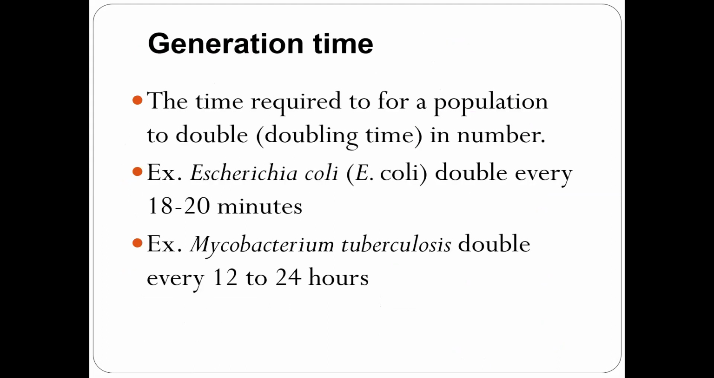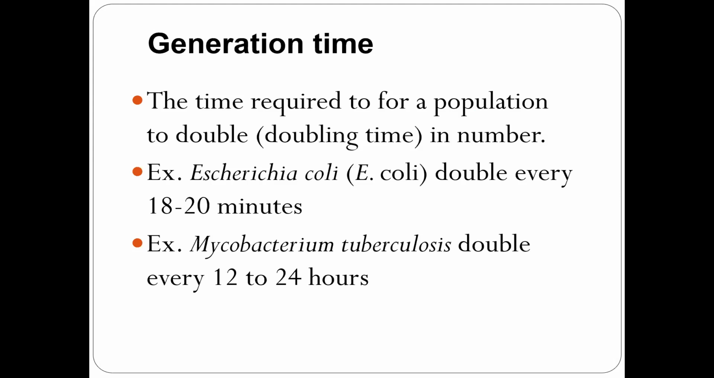Now, the second topic is generation time. How do you understand generation time? Generation time, very easy to understand, is the doubling time: the time required for a population to double in number. Now, some bacteria have a very short doubling time. For example, E. coli can grow in broth medium in as little as 18 to 20 minutes. The doubling time is very short.